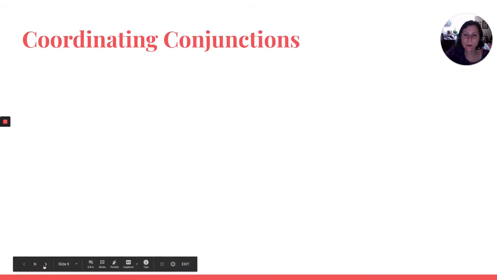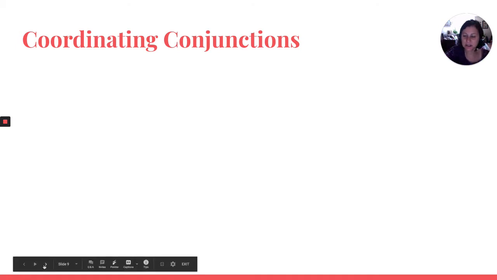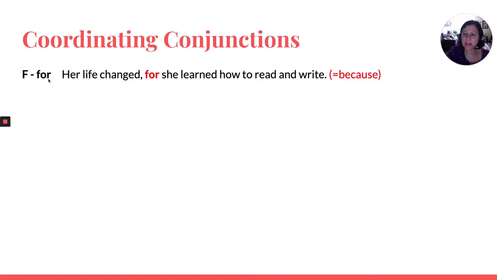Let's talk a little bit more about coordinating conjunctions. In English, we have 7 coordinating conjunctions. For, this is the same meaning as because when it's used like a conjunction. Her life changed, for she learned how to read and write. This is the same as saying because. Now be careful, for can also be a preposition like I walked for 1 hour or I slept for 8 hours. That's a different meaning. Here it's used to mean because.